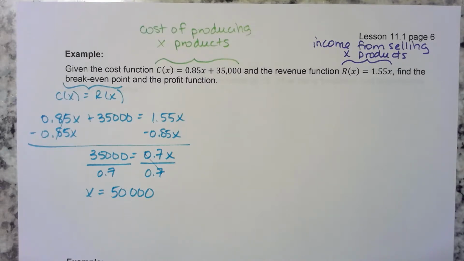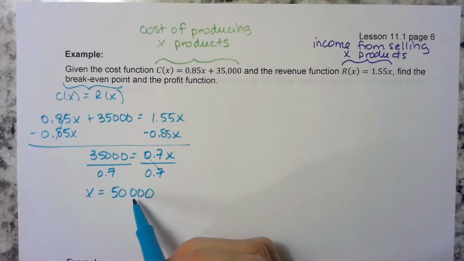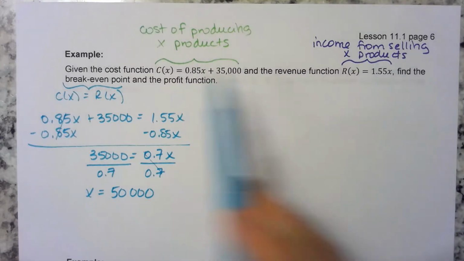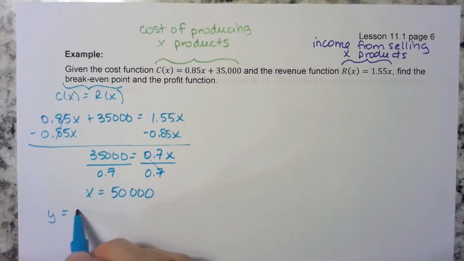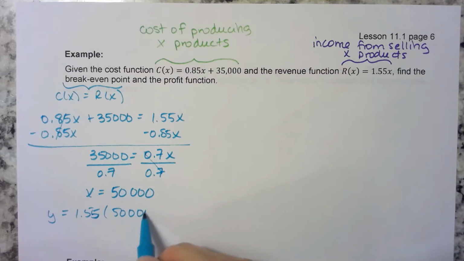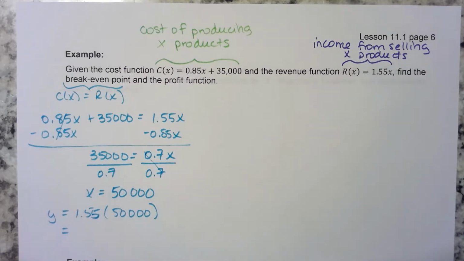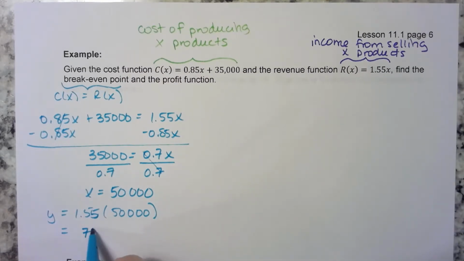So how do we find the y value? We can take this and substitute it back into either equation. This one looks easier, so let's put it in there. So your y is equal to 1.55 times 50,000. Put that in your calculator and you get 77,500.